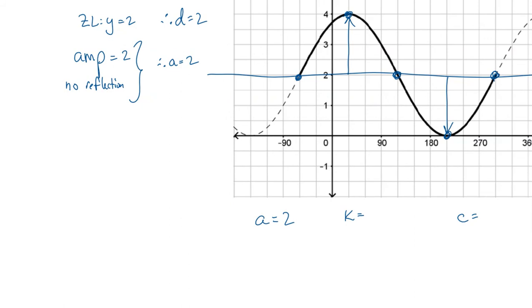Everybody okay so far? Now I'm going to look at where the start is and where the end is. This is a little bit of a different order from when we were graphing. So here's the start, do you agree? What point is that?